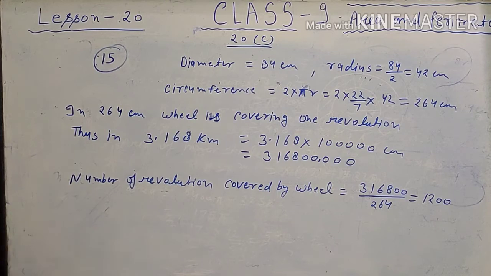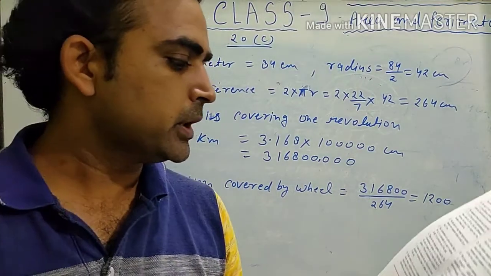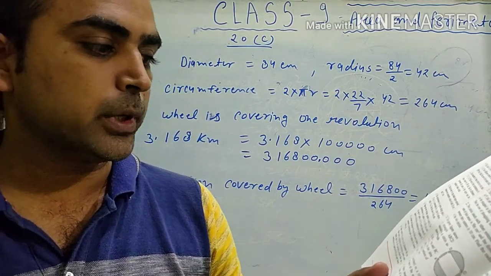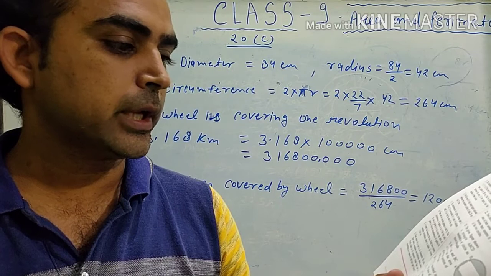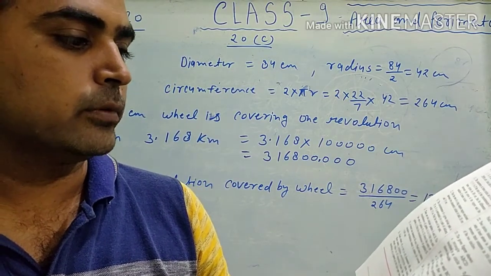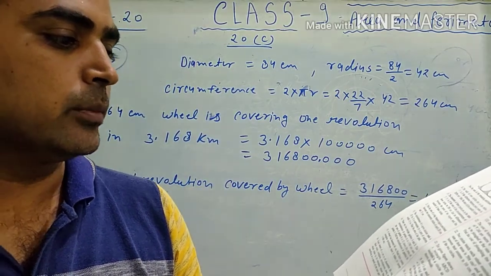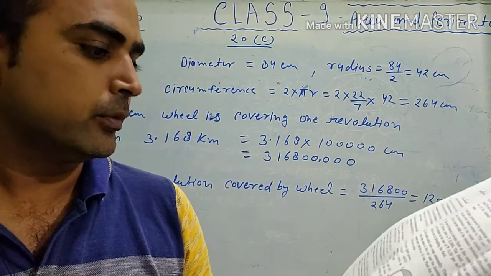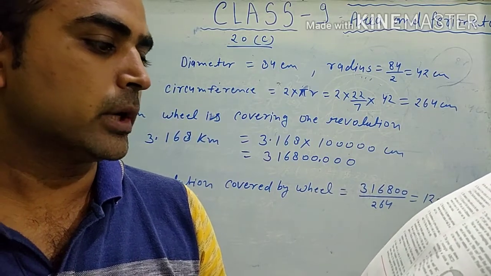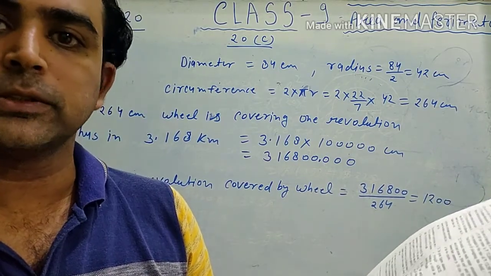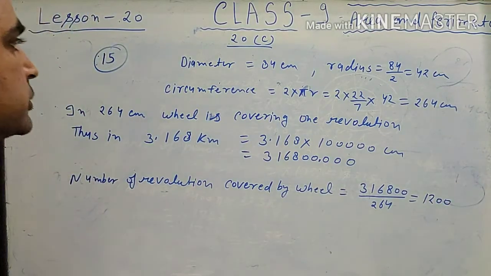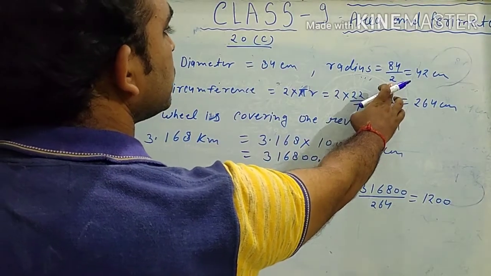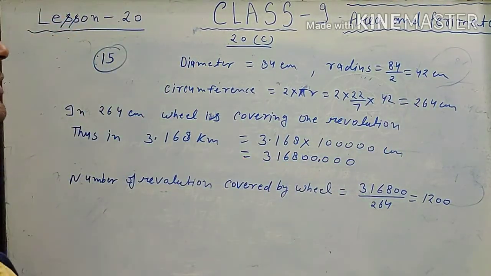Okay, now we solve question number 15. Question number 15: a wheel has a diameter of 84 centimeter. Find how many complete revolutions it must make to cover 3.168 kilometer. The wheel diameter is given as 84. So first we find the circumference of the wheel, then we divide the total distance by this circumference, and we get the number of revolutions. The diameter of the wheel is 84, so the radius will be 84 upon 2.